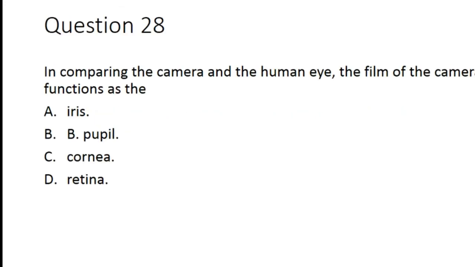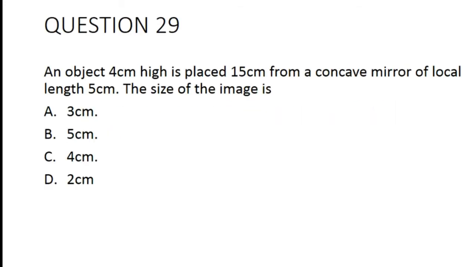28. In comparing the camera and the human eye, the film of the camera functions as the iris, B. Pupil, C. Cornea, D. Retina. The correct option here is D. Retina. The film of the camera functions like that of the retina.